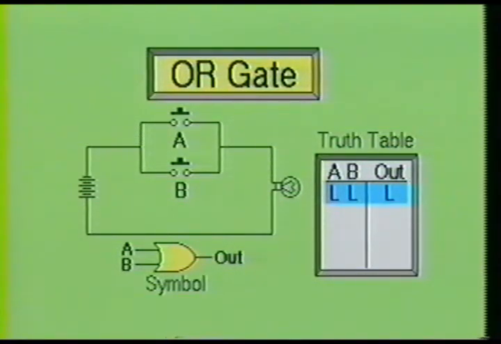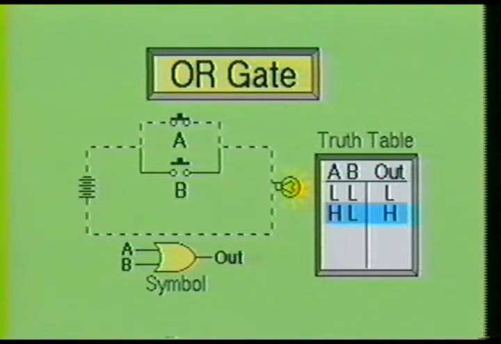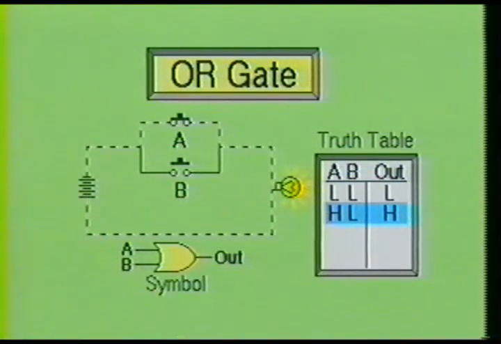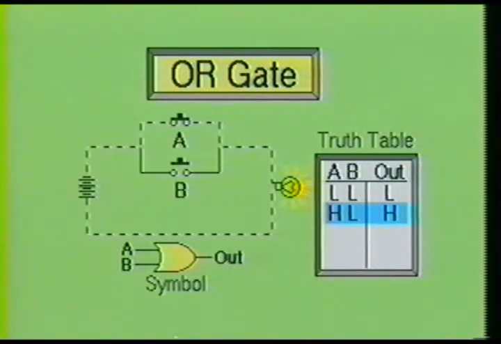When neither switch is pressed, the lamp will not turn on. This is indicated on the truth table. The truth table shows a low on A and a low on B produces a low at the output. Now suppose we push the button down on switch A. As you notice, the lamp turned on. Our truth table now shows that a high on A and a low on B will produce a high at the output.